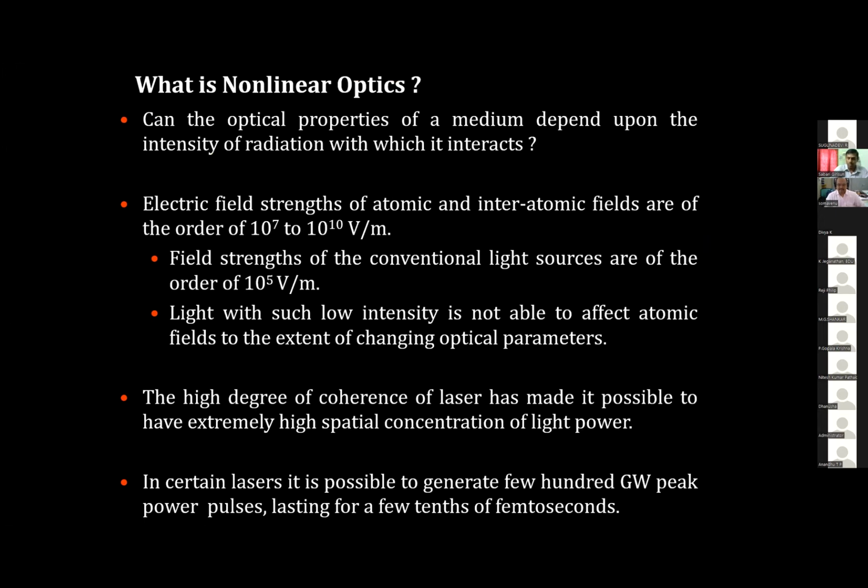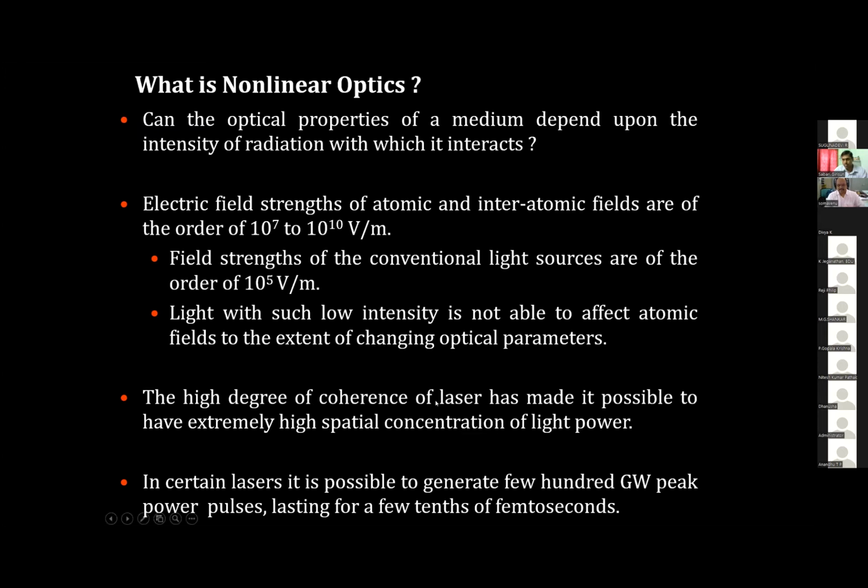So can the optical properties of a medium depend on the intensity of the radiation with which it interacts? The answer is yes, as Reggie has already pointed out. For a strong field, you will see a nonlinear interaction of the matter with the laser field. Usually electric field strength of atomic, interatomic fields are 10 power 7 to 10 power 10 volt per meter. Now field strength of conventional light like tube light, however powerful mercury vapor lamp or lamp you take, they are simply of the order of 10 power 5. So they don't really change the interaction of light with the interatomic fields. It does not perturb the interatomic fields. So low intensity light will not be able to affect the atomic fields to the extent of changing optical parameters.